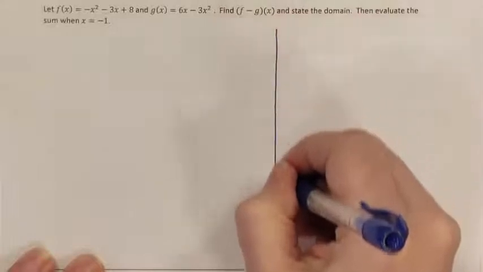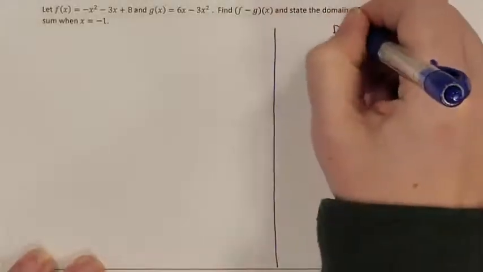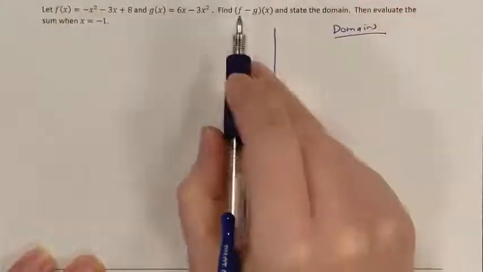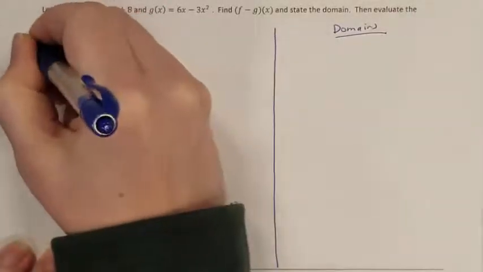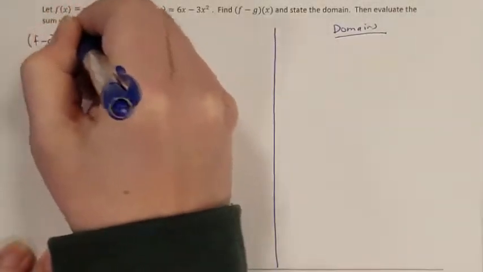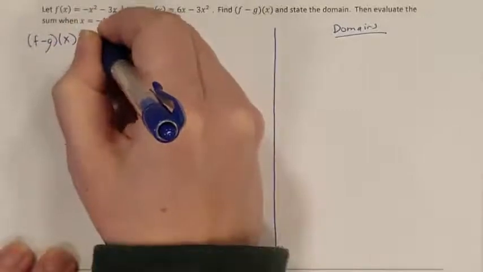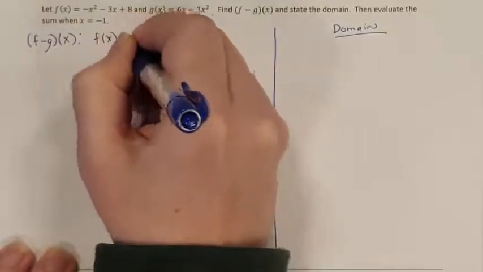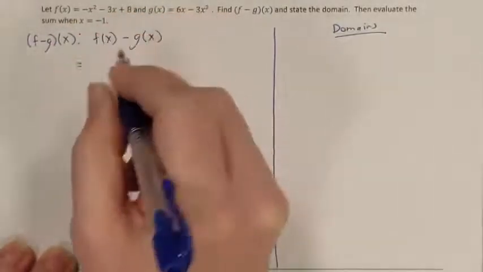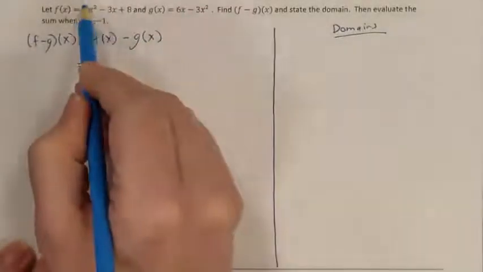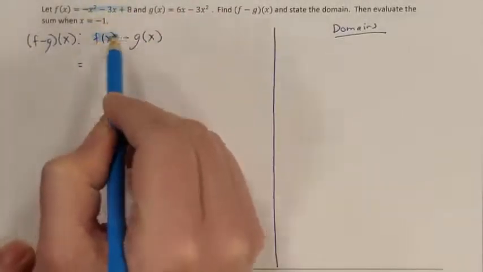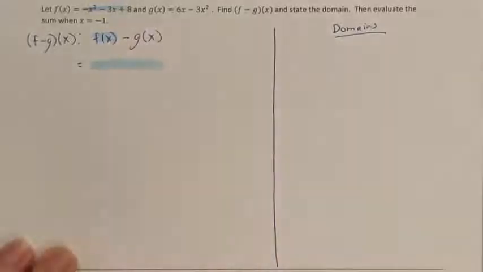So I'm going to split my paper down. I'm going to do my domains over here. We're asked to do the f minus g of x rule, which means I'm supposed to take my f of x and subtract my g of x. My f of x is this entire rule right here. So I'm going to put my entire blue rule right here.